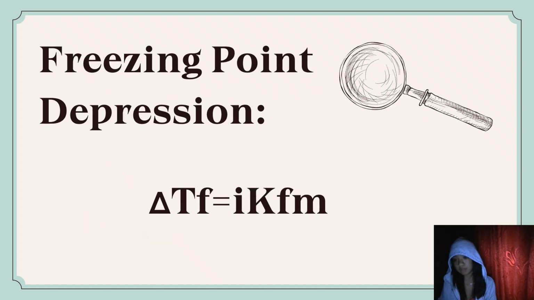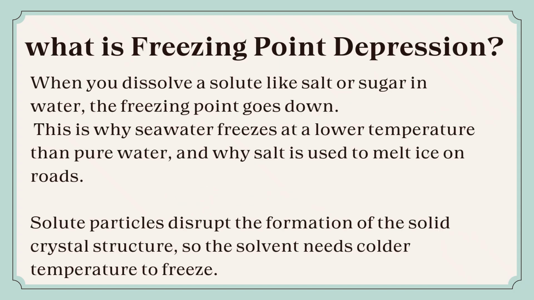So the first colligative property is the freezing point depression. The formula of freezing point depression is delta T sub F equals i times K sub F times m. What is freezing point depression? When you dissolve a solute like salt or sugar in water, the freezing point goes down. This is why seawater freezes at a lower temperature than pure water, and why salt is used to melt ice on roads. Solute particles disrupt the formation of the solid crystal structure, so the solvent needs a colder temperature to freeze.